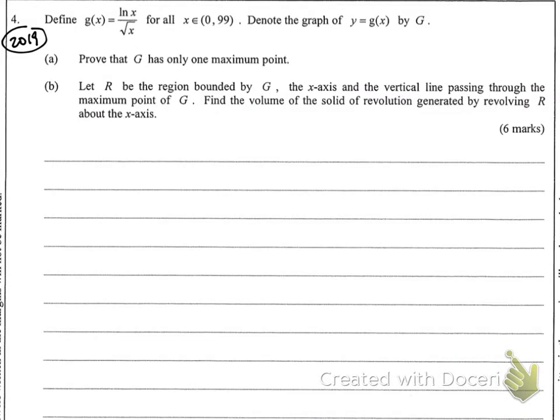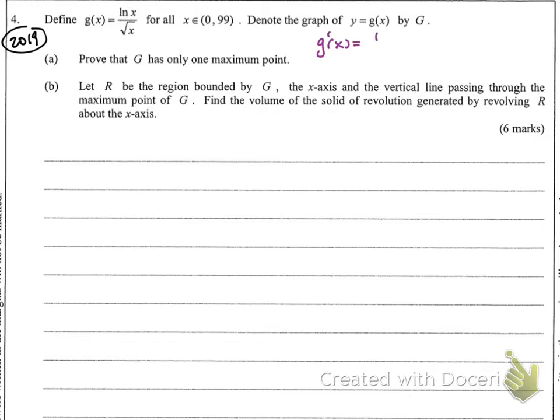Now, next up, we have a more recent question. It's taken from year 2019. It defines the function g of x as log x divided by square root x. In part A, we want to prove that g has only one maximum point. So let's think about the maximum point. We need to do the differentiation to investigate the maximum point.